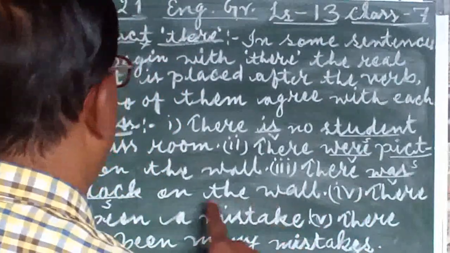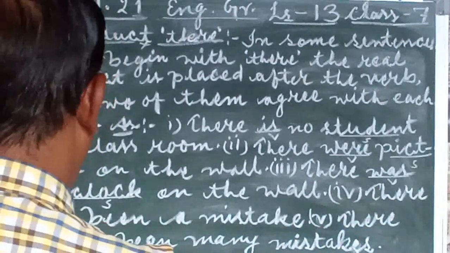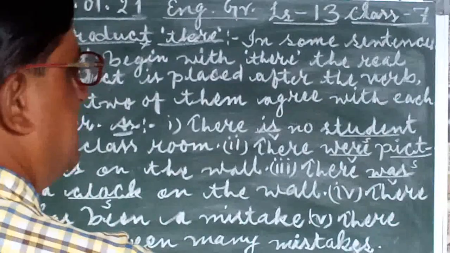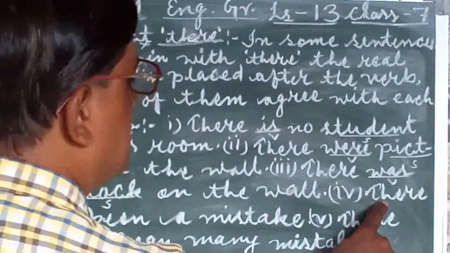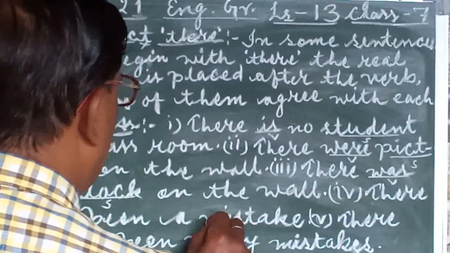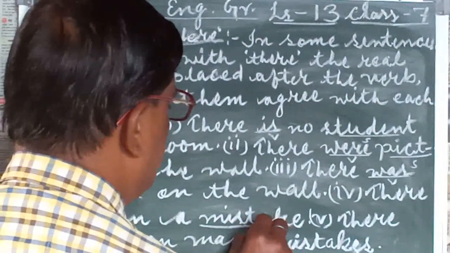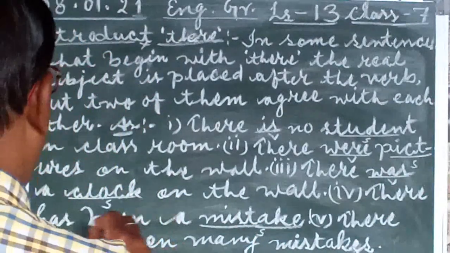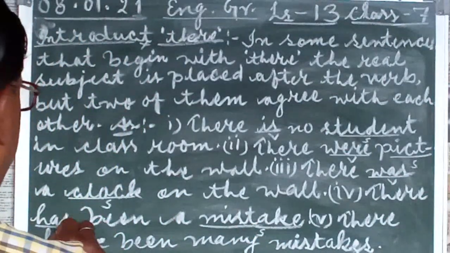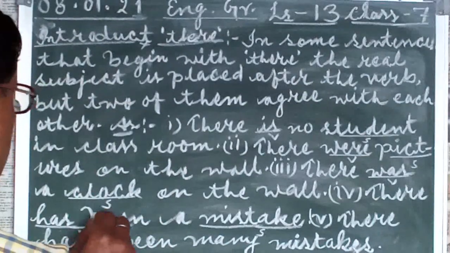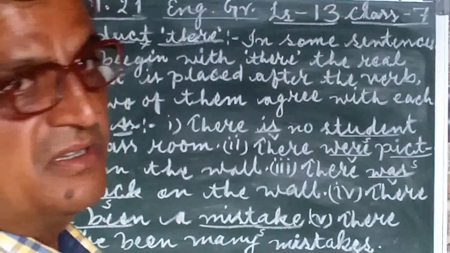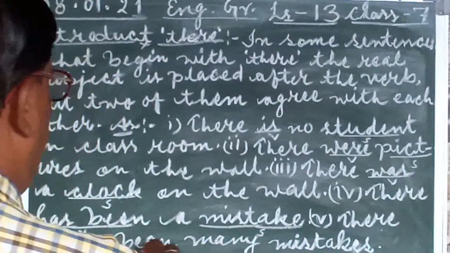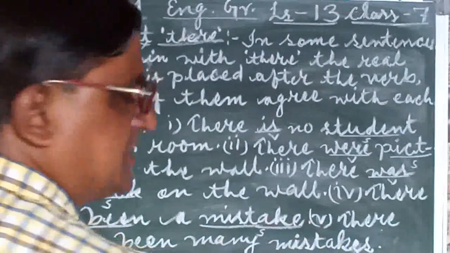Fourth, children, you are looking at: "There has been a mistake." Here "has been" is the verb, with the introductory "there" given, and "mistake" is the subject. It is used after the verb, but the verb agrees with this subject. Fifth: "There have been many mistakes."